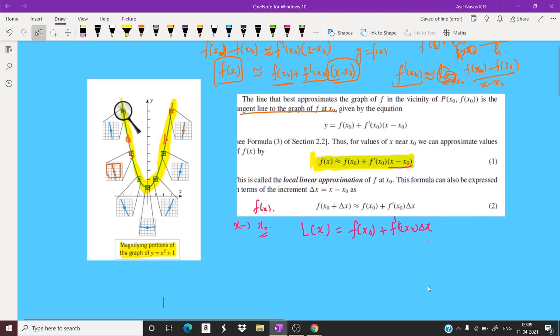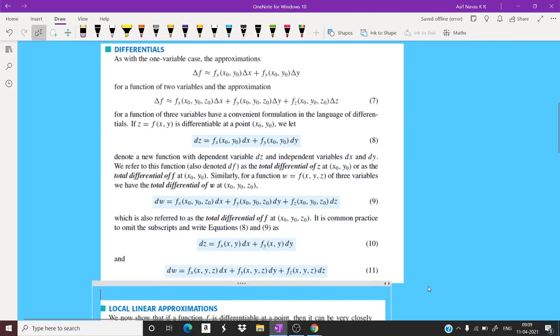So now we are discussing functions in two variables, right? So instead of the derivative, we know that for the derivative in two variables, we always calculate delta f, the change in f, which in the one variable case is f of x minus f of x naught, right?